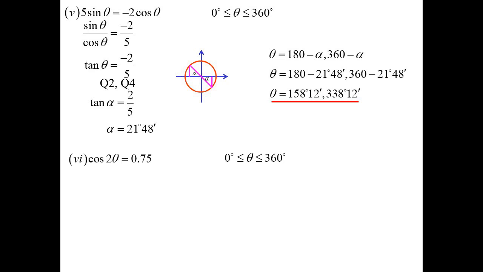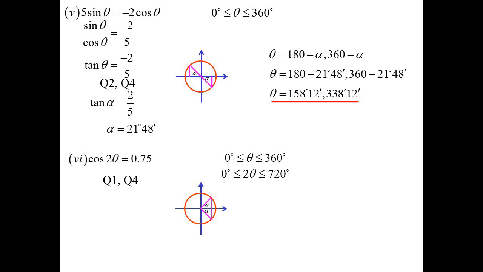Cos 2 theta. Now later on in extension 1 we'll see some formulas that allow us to simplify that. But at this stage, how do we handle it? Well, before I can find theta, I'm going to have to find 2 theta. Theta's going between 0 and 360, so I have to change what I'm looking for. So I'm looking for answers for 2 theta first. So I've got to go around the circle twice. I'm going to look for answers between 0 and 720.